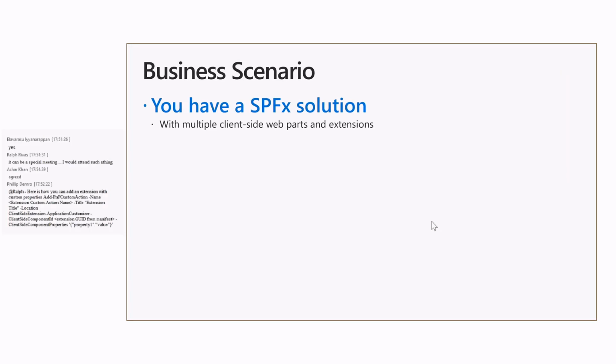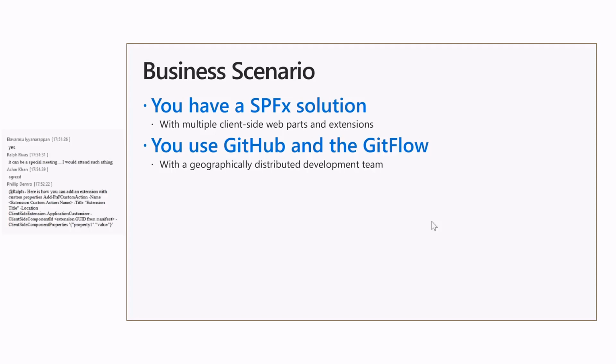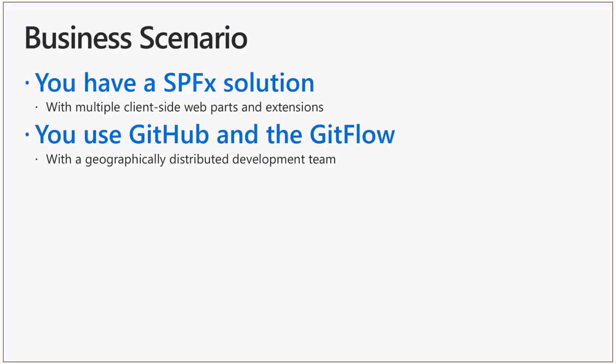Sorry for my bad voice, but I have a little bit of a cold. So first of all, let's assume that you have a SharePoint Framework solution with multiple client-side web parts and client-side extensions, and you want to automate its provisioning. It is built and managed from a source code and project management perspective using GitHub and the Git flow. That's what we do, for example, in a quite big project we are working on as the PnP team to create a new demo which will be available in the upcoming months for the whole community.